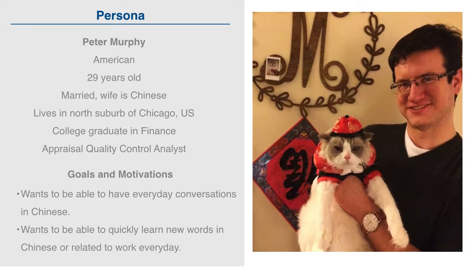First of all, I would like to introduce you to my persona, Peter. Peter is 29 years old and works as a quality control analyst for house appraisals. Peter is married. He and his wife Amanda live in the north suburb of Chicago. An interesting thing is that Amanda is actually from China, and that's one of the reasons why Peter has been learning Chinese. Although Amanda speaks fluent English, she has a family in China that does not speak English at all. Peter really hopes to be able to speak to them in Chinese fluently in the future.